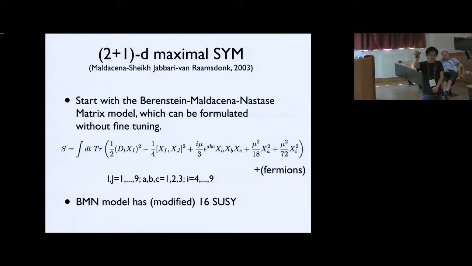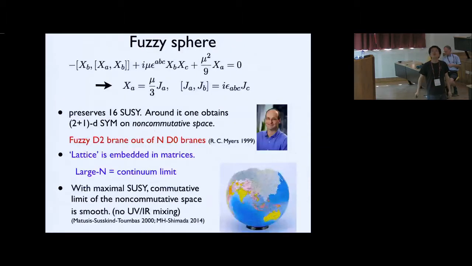And there is good motivation to consider this theory from the string theory point of view. But if we look at this theory just as a gauge theory, the interesting thing is that this BMN model is a one-parameter deformation which keeps 16 supersymmetry. But here, the SUSY transformation is also slightly modified, related to this deformation. So this is a supersymmetric deformation.